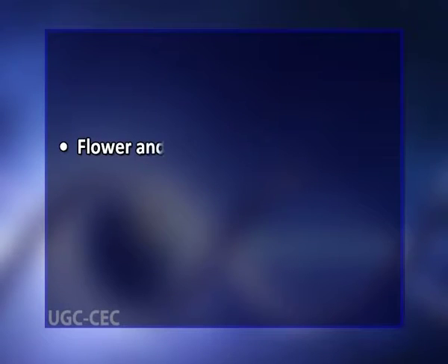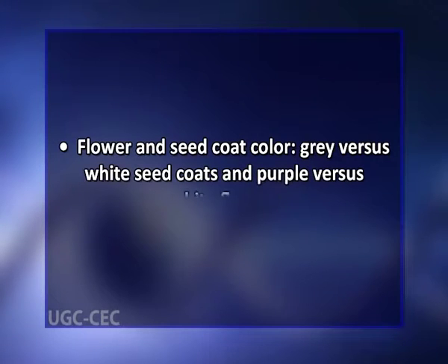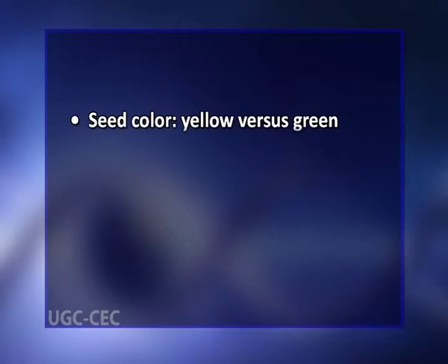Next, Mendel selected 7 pairs of traits to study in breeding experiments. Each pair affected one characteristic of the plant, with each member of a pair being clearly distinguishable. First, flower and seed coat color: gray versus white seed coats and purple versus white flowers. A single gene controls both these color properties of seed coats and flowers. Second is the seed color, yellow versus green.